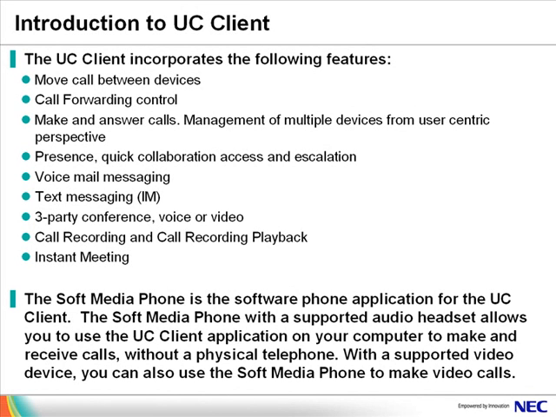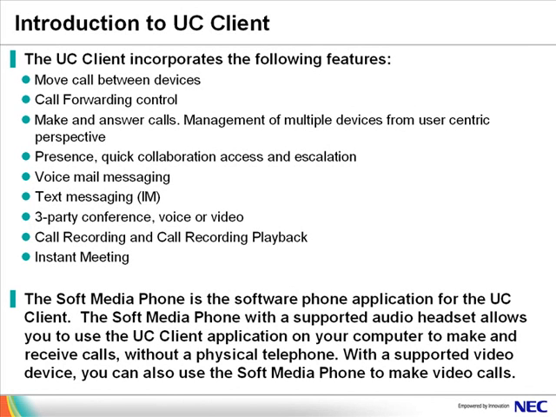All of these are based upon the applications you have been licensed for in your system and the user rights that have been assigned to you by your administrator. The soft media phone is the software phone application for the UC client. We abbreviate it, and you'll see this abbreviation often, as SMP. The soft media phone with a supported audio headset allows you to use this UC client application on your computer to make and receive calls without a physical telephone. With a supported video device, you can also use the soft media phone to make video calls.